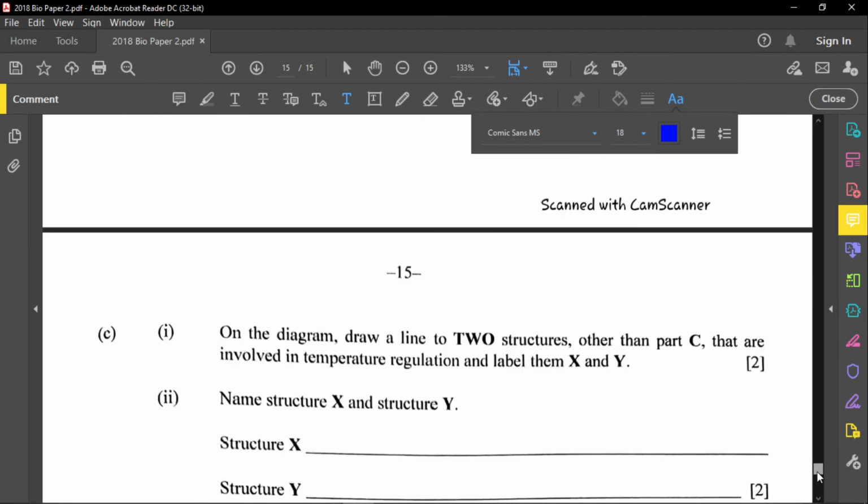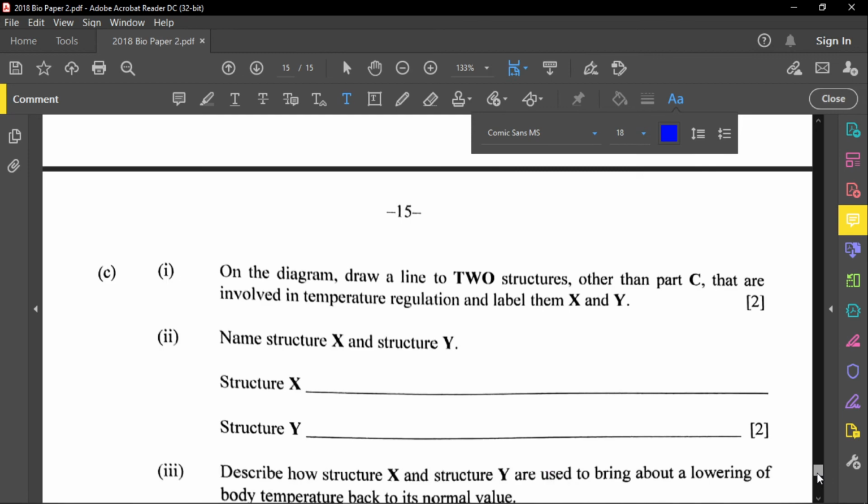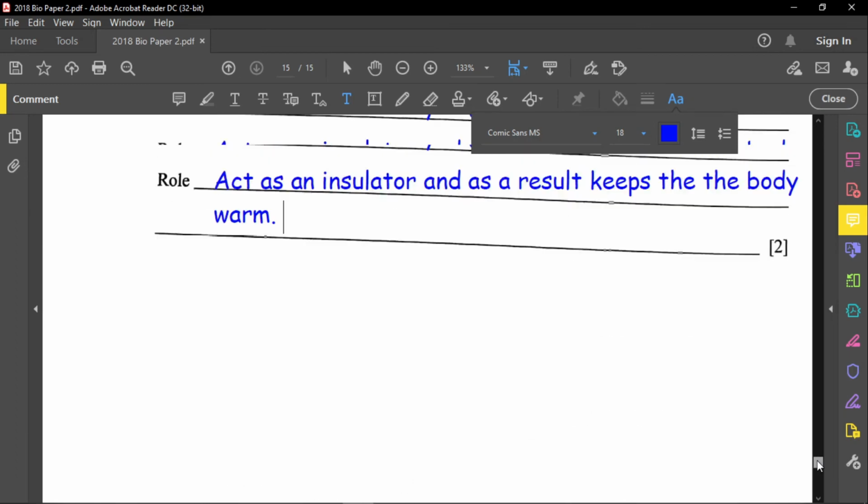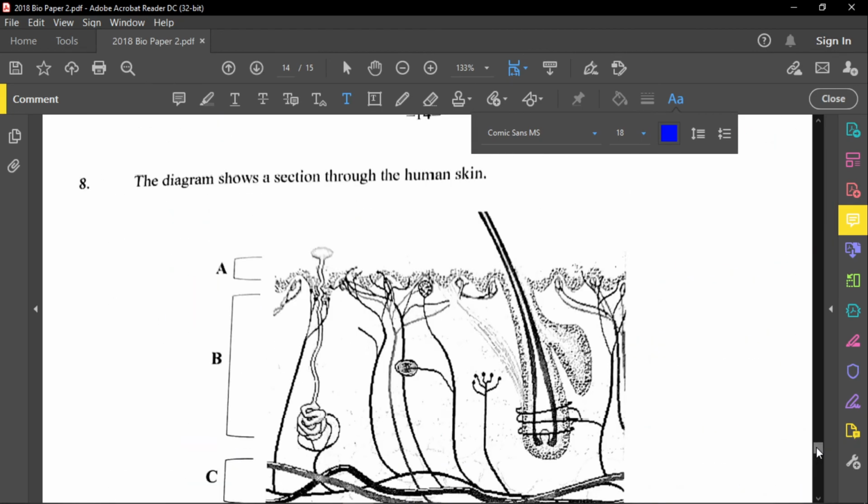Let's go to part C. Part C said on the diagram, draw a line to two structures other than part C that are involved in temperature regulation and label them X and Y. So let's see what structure will help us in regulating our temperature, and we're going to label those X and Y.